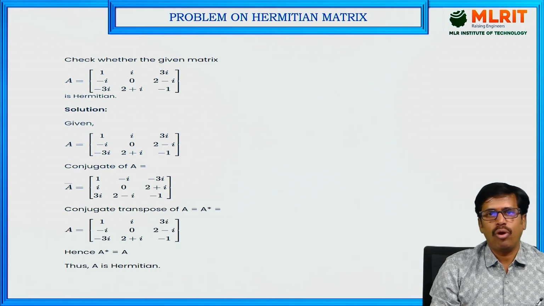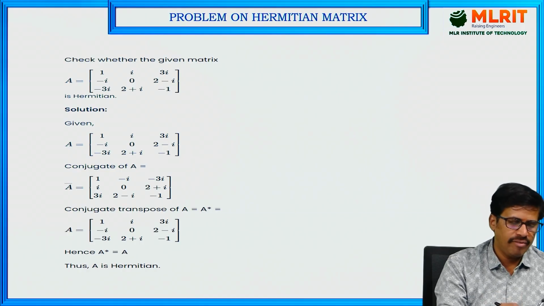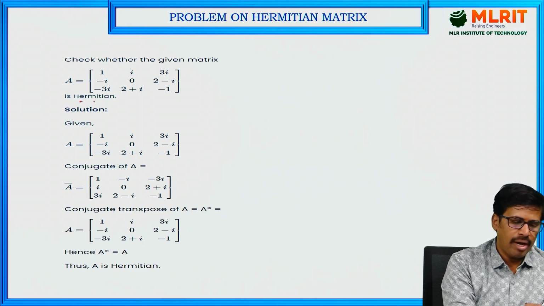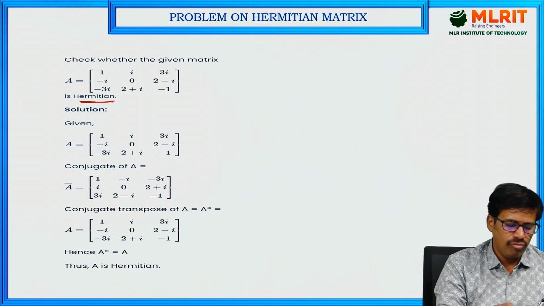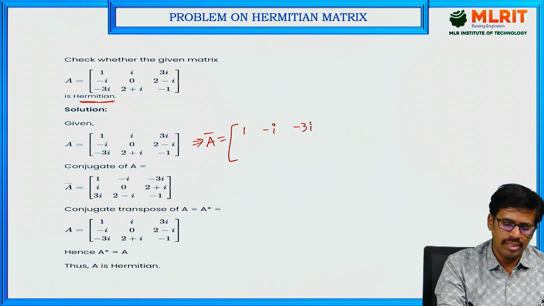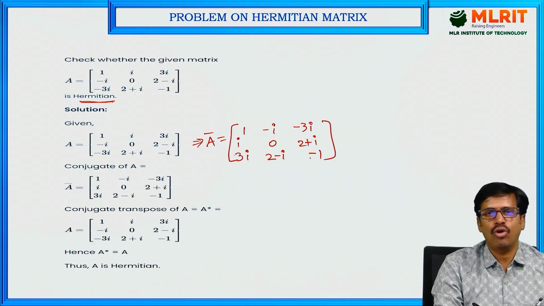Let us check one more problem on Hermitian matrix. The matrix A is given like this. We check whether the matrix is Hermitian or not. So first find the conjugate of this matrix. So A conjugate is denoted with A bar. Real part as it is, i conjugate is minus i. Conjugate of 3i is minus 3i. Minus i conjugate is i. 0, 2 plus i. Minus 3i conjugate is i. 2 plus i conjugate, 2 minus i, minus 1. Right? This is how we find the conjugate of a matrix.